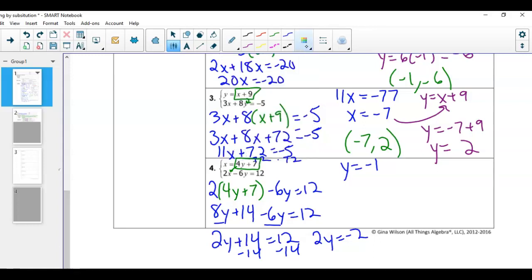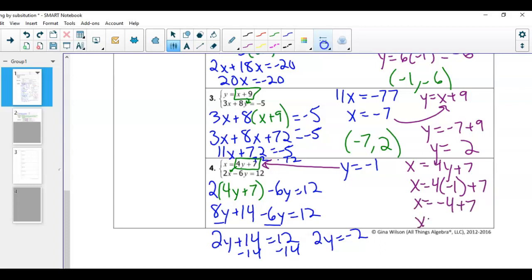And then the step is still the same. I am now going to take this -1 and put it into this equation. So x equals 4 times -1 plus 7. So x equals -4 plus 7, or x equals positive 3, sorry. So my ordered pair, now remember we solved for y first, is 3, -1 because it's always x, y.